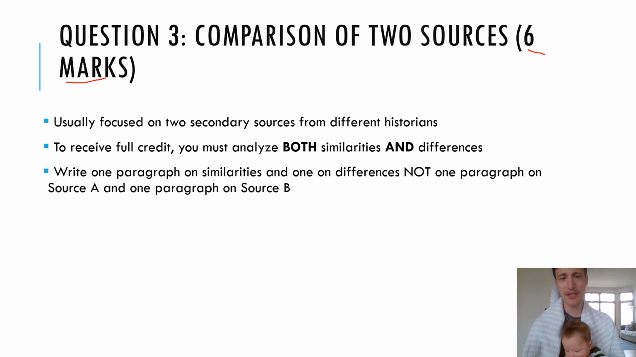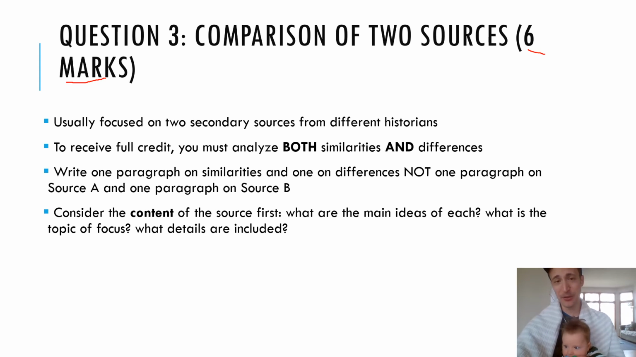Write 1 paragraph on similarities and 1 on differences, not 1 paragraph on source A and 1 paragraph on source B. That leads you into just kind of describing the source if you do it that way. So make sure you think about what similarities do I want to talk about, what differences do I want to talk about, and maybe you'll have 3 paragraphs, maybe you'll have 2 on similarities and 1 on differences, or vice versa, but at least 2, 1 similarity, 1 difference.